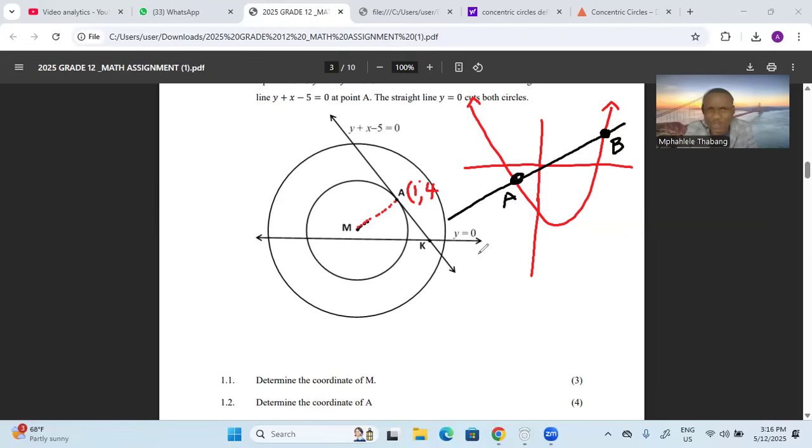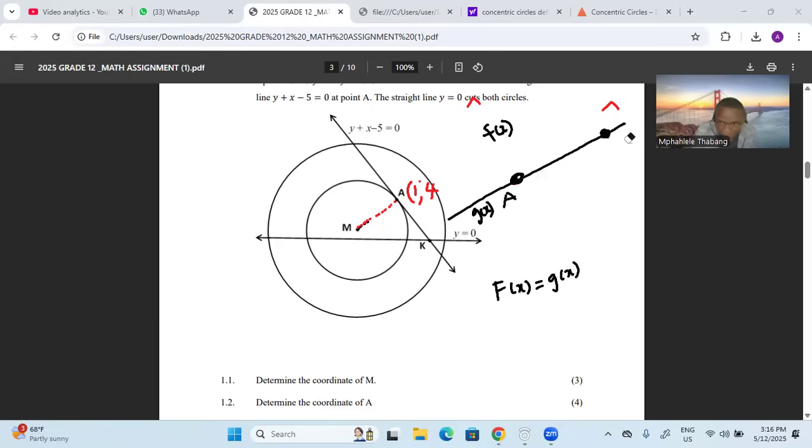We just equate the two functions. If my parabola is f of x and my straight line is g of x, to determine the coordinates of A and B, which is the point of intersection, you simply take f of x, you equate it to g of x. You are looking for the point of intersection where the two functions meet. The point of intersection is very important for grade 12. You need to know how to find the point of intersection. You equate the two functions.